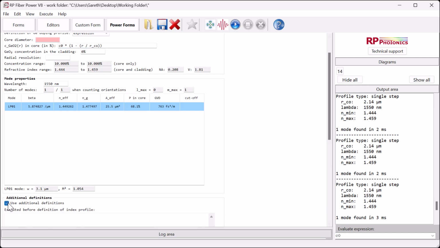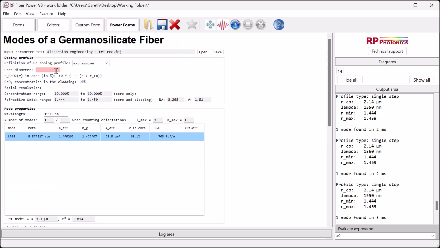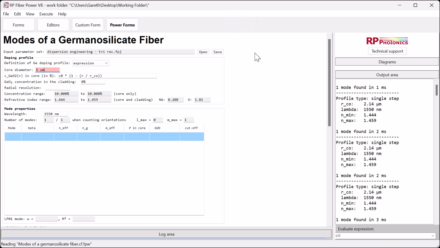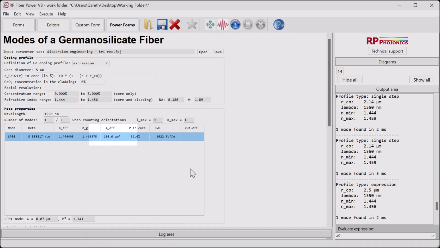We define C0 as 8% in the additional definition section for easy adjustment, and set the core diameter to 5 microns. These parameters already perform reasonably well, giving us a zero dispersion wavelength at 1559 nanometers and a substantial effective mode area of 106 square microns.